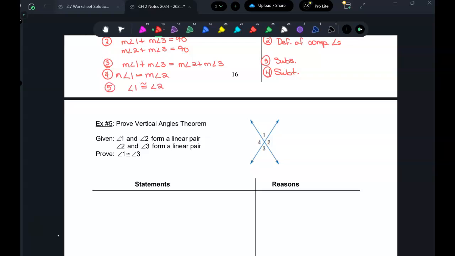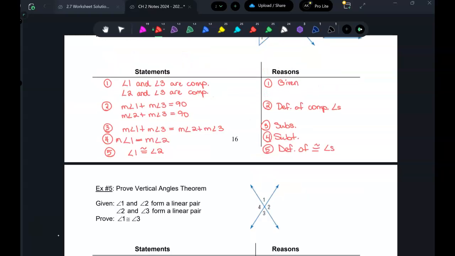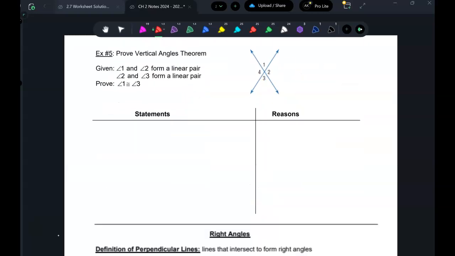Yesterday we did definition of congruent segments. This will just be definition of congruent. You'll notice you could just use an angle symbol if you want to abbreviate angles. So that was 5 steps. If you don't want to have an extra 5 steps in your proof, just use the theorem. Okay, so let's look at proving vertical angles theorem next.